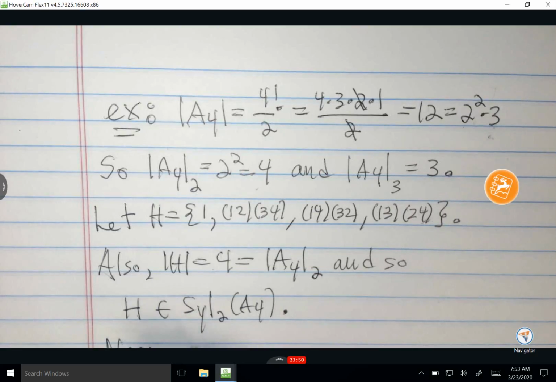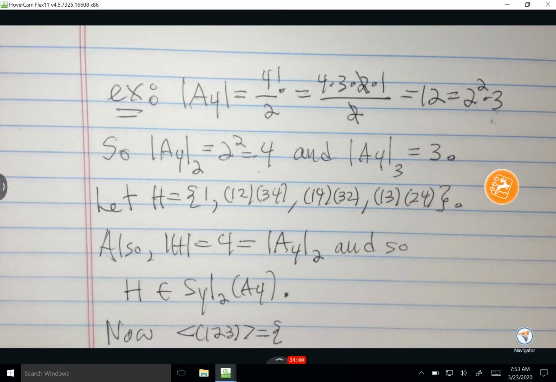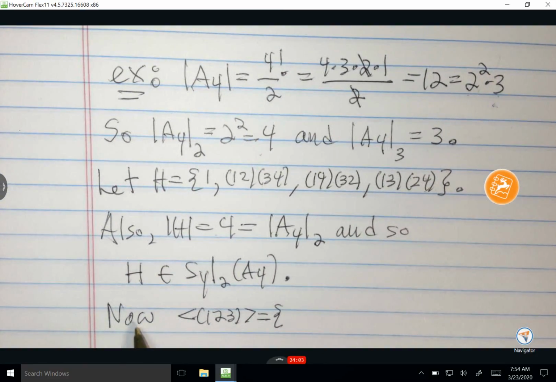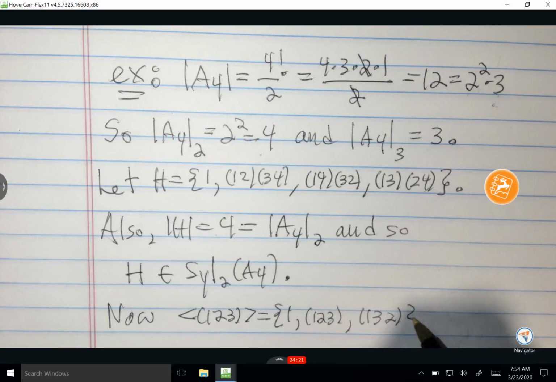Now, the cyclic subgroup generated by (1 2 3) consists of the powers of (1 2 3). So there's (1 2 3) to the 0, there's (1 2 3) to the 1st, and (1 2 3) squared, compose it with itself. That's (1 3 2). See for yourself. And we know that's a subgroup of A4 because these are all even. Let's put a little period there.